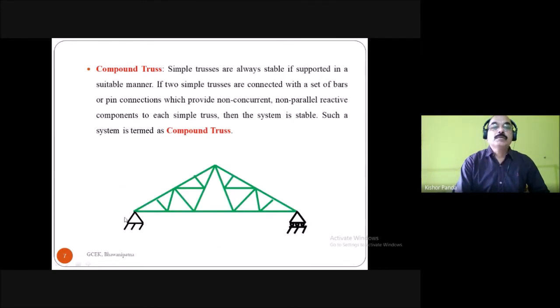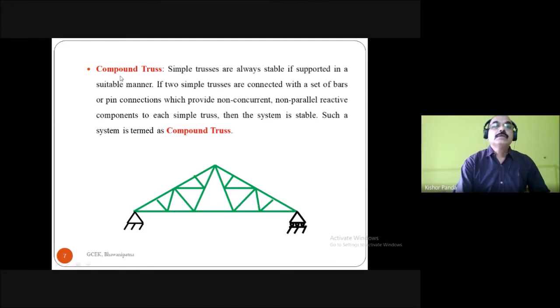What is a compound truss? Here you see, this is one simple truss, and this is also one simple truss. When two simple trusses are connected by means of bars or pin connections, and the reactive components of the support are non-concurrent and non-parallel, that truss is called the compound truss.